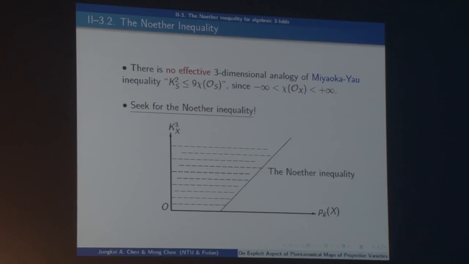So for example, in our paper we have examples. If you take PG equals 2, then you can construct an infinite number of examples with K cubed going to plus infinity. So therefore, you can't hope to have the inequality. Here I only concentrate on the Noether type inequality.